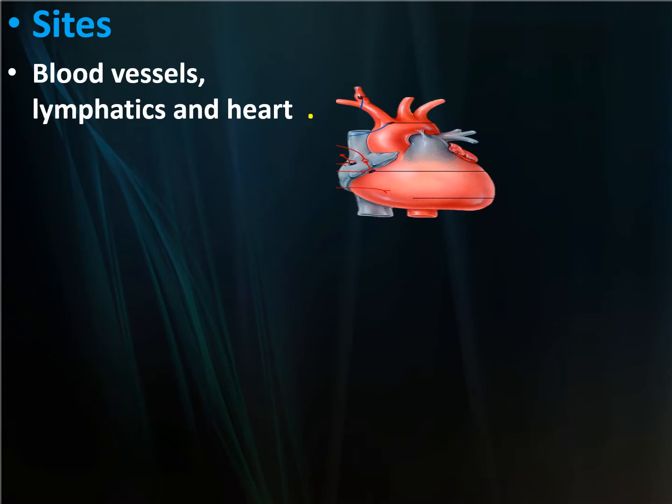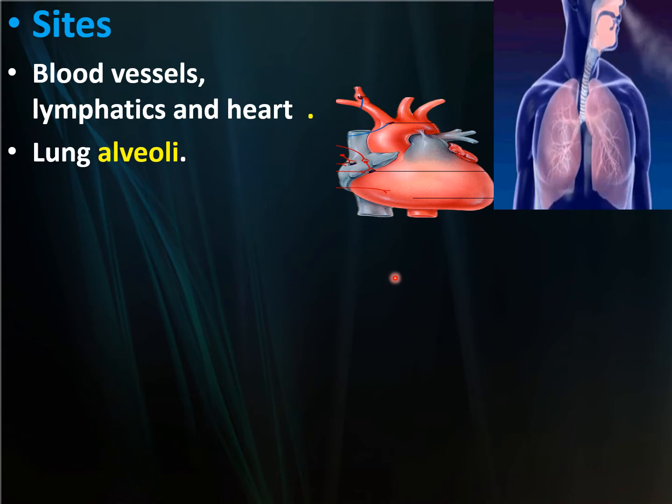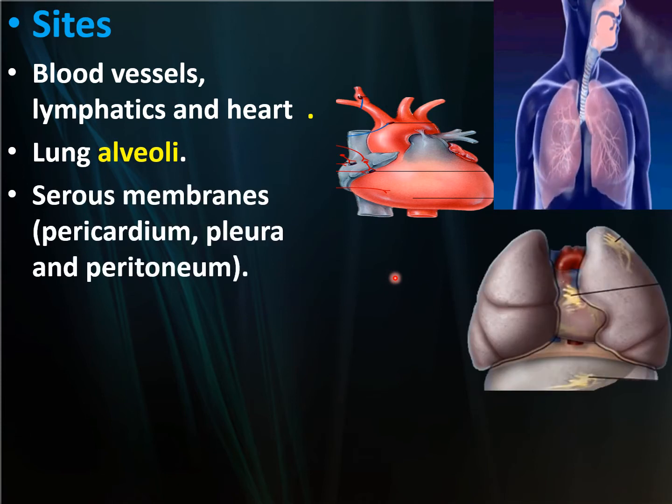For the sites of the simple squamous epithelium, it is present in the sites which need a smooth surface, like the blood vessels and the lymphatics and the heart. Also in the lung alveoli, which are needed for gas exchange. Also in the serous membranes, like pericardium, this is the membrane which surrounds the heart. Pleura, this is the membrane which surrounds the lung, and peritoneum, this is the membrane which surrounds the abdominal organs. So the serous membranes are pericardium, pleura, and peritoneum.